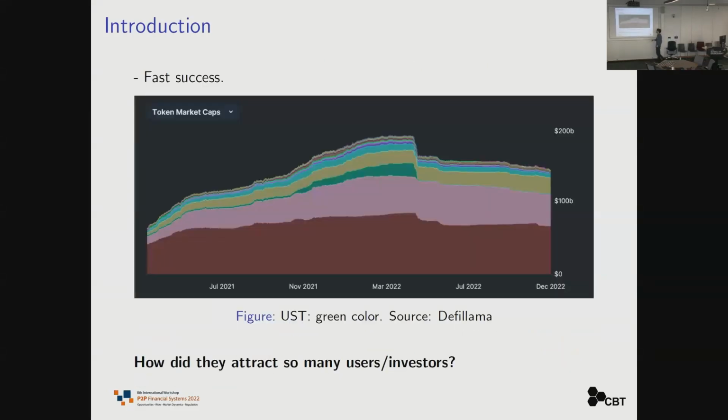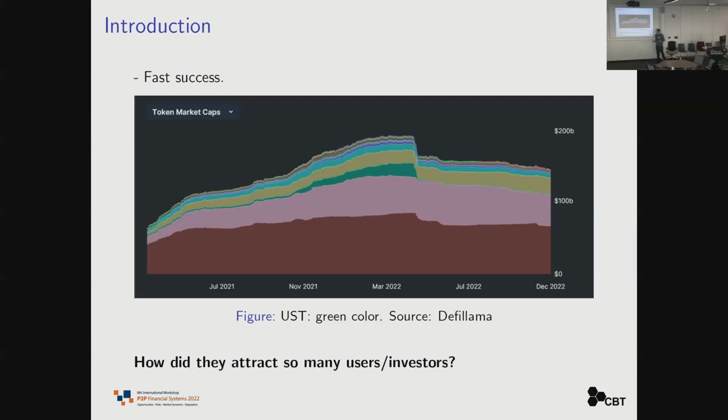I mean, in the sense that the success was very, very fast. Indeed, too fast. If you check here, the green area underlines the success of the Terra project, and it was very fast. More or less, we are talking about November 2021 to May, before the collapse. They increased practically from zero, from nothing, to be one of the largest stablecoin projects.